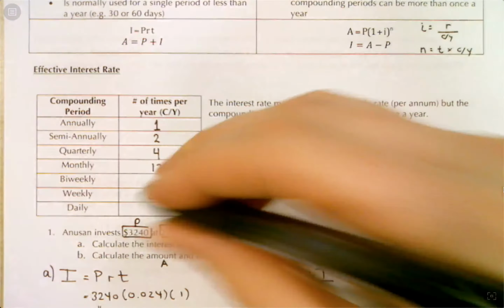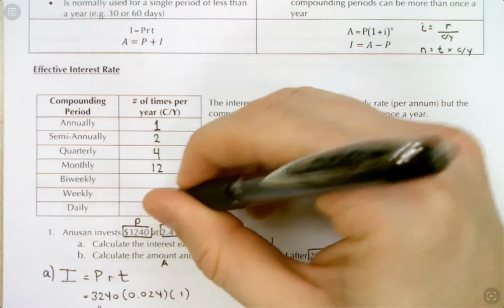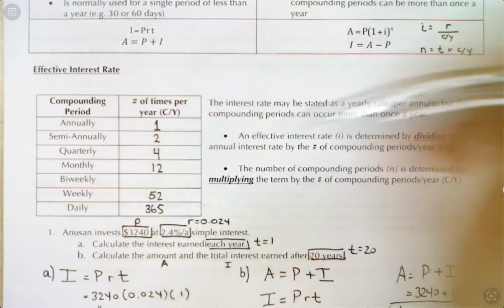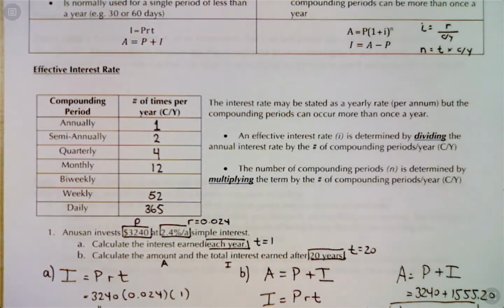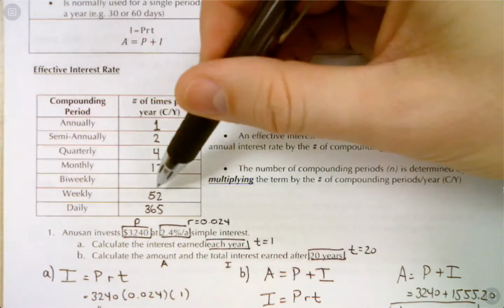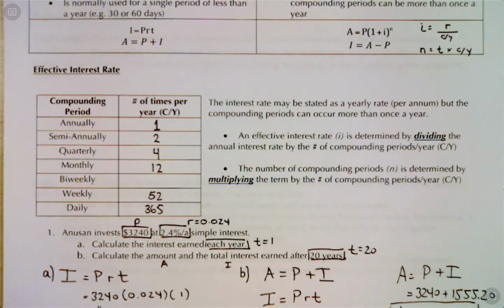And daily means 365 because there's 365 days in a year. That's what the bank uses as well. 365.25 technically because of leap years, but we'll stick with 365. Biweekly is the one that most people confuse. People think there's 2 weeks in every month. Kind of true. But biweekly does not mean 24 because there's actually more than, people think there's 4 weeks in every month.